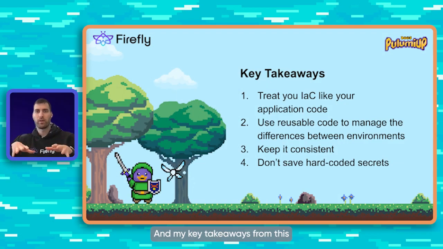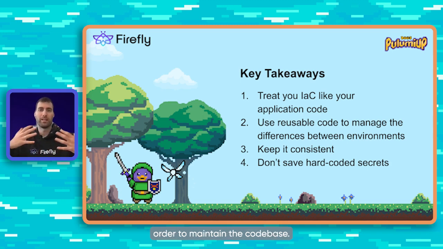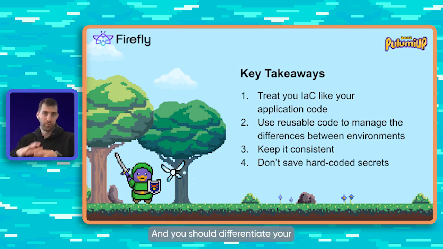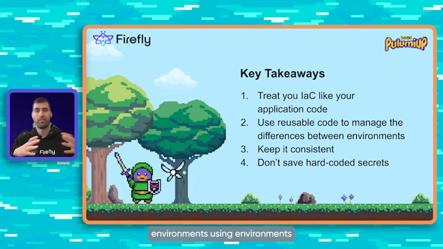And my key takeaways from this talk is first that you should treat your infrastructure exactly as you treat your application. You should write your code reusable and consistent in order to maintain the code base. And you should differentiate your environments using variables, and you should never write the same code again and again. And don't forget, never save hard-coded secrets, nowhere, never.